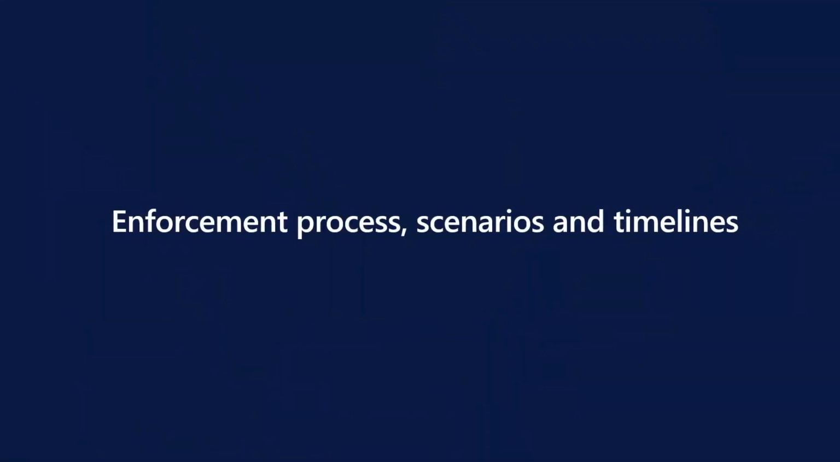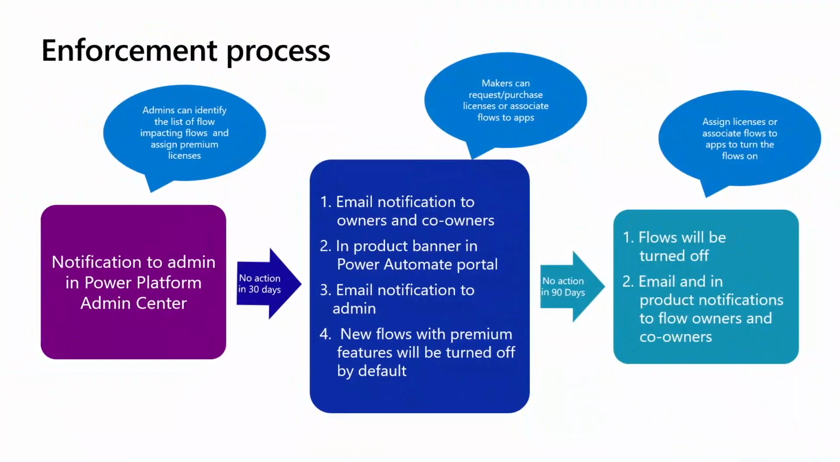Enforcement process, scenarios, and timelines. This is the enforcement process for most of the impacting scenarios, except a few exceptions. We will talk about the exceptions in the next slide. When we initiate a new enforcement, we send a notification to admins in the Power Platform Admin Center. If no action is taken for 30 days, we send an email notification to owner and co-owners. We display an in-product banner in the Power Automate portal. We send an email notification to admins, and new flows with the premium features will be turned off by default.